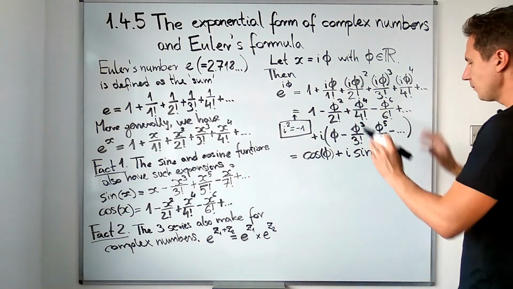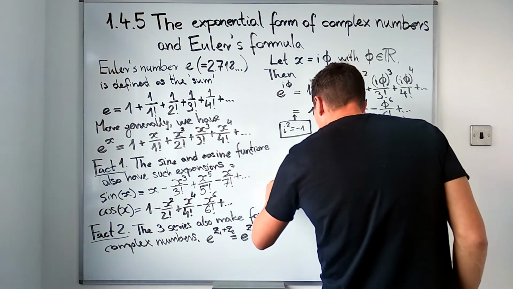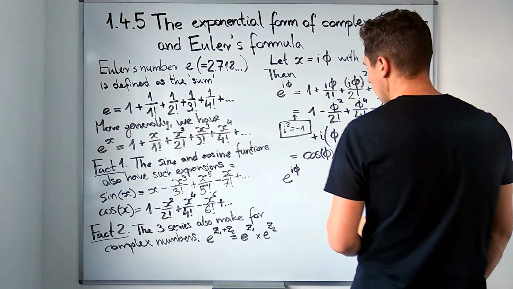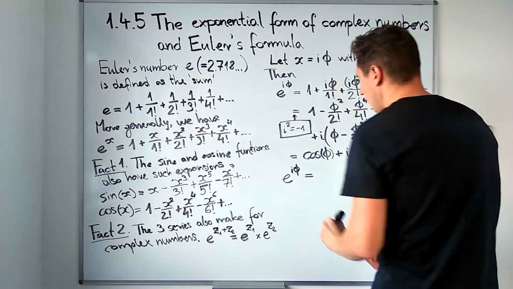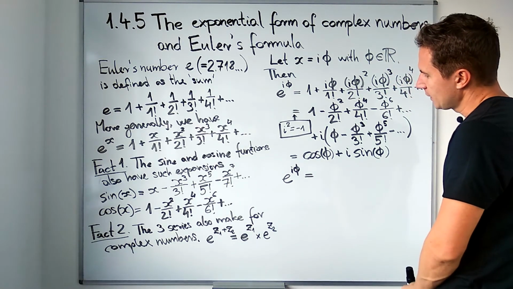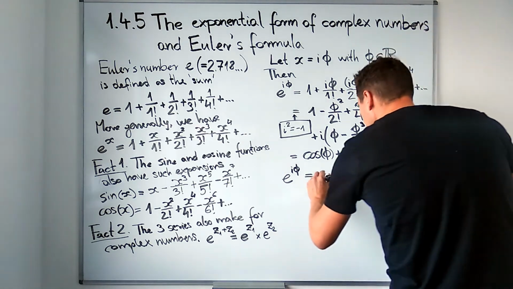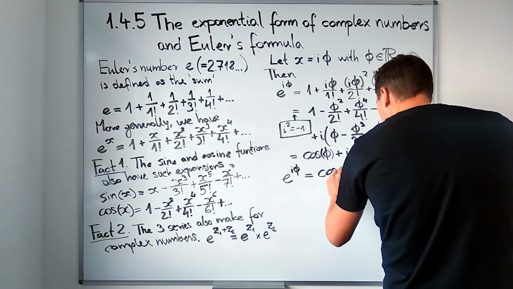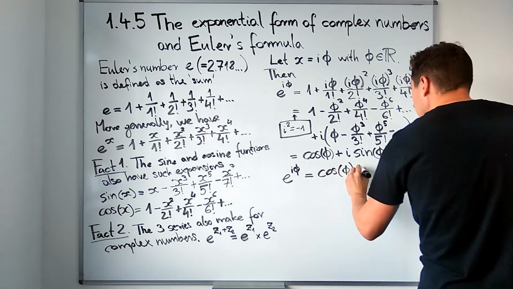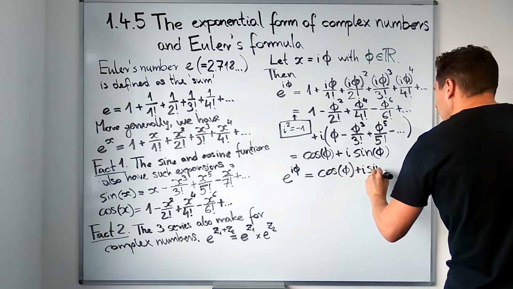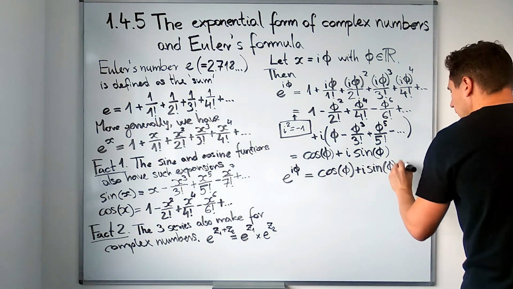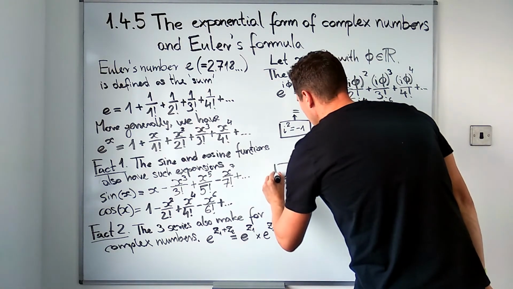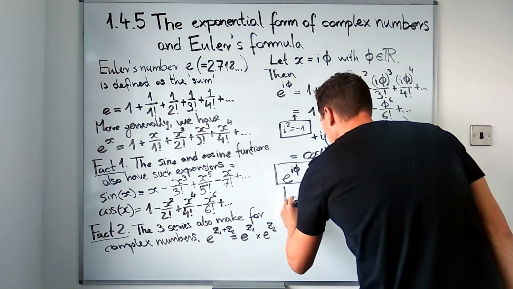So in summary, we have this beautiful result connecting the exponential function, via taking the exponential of I times phi, with the trigonometric functions, expressing e to the I phi as the cosine of phi plus I times the sine of phi. So this is a very important and useful formula. It's called Euler's formula.